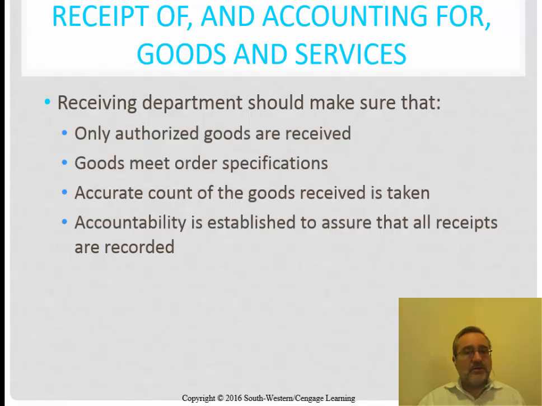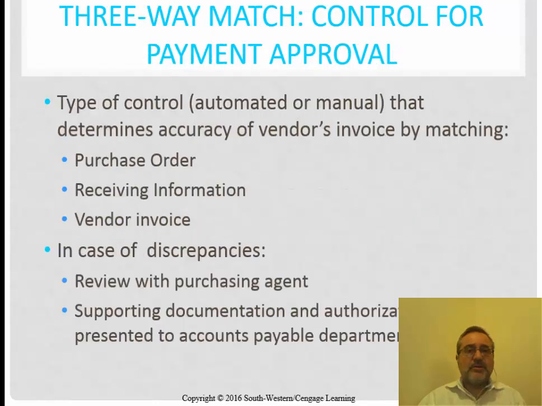Now, receiving also has the responsibility of delivering these goods, we're talking specifically about goods, to whatever user departments we're using, or the inventory depot, wherever they go. The idea is the receipt of the goods at the loading dock needs to be accounted for, but also the receipt of the goods at the end user, whether the department or the inventory depot, also needs to be managed.